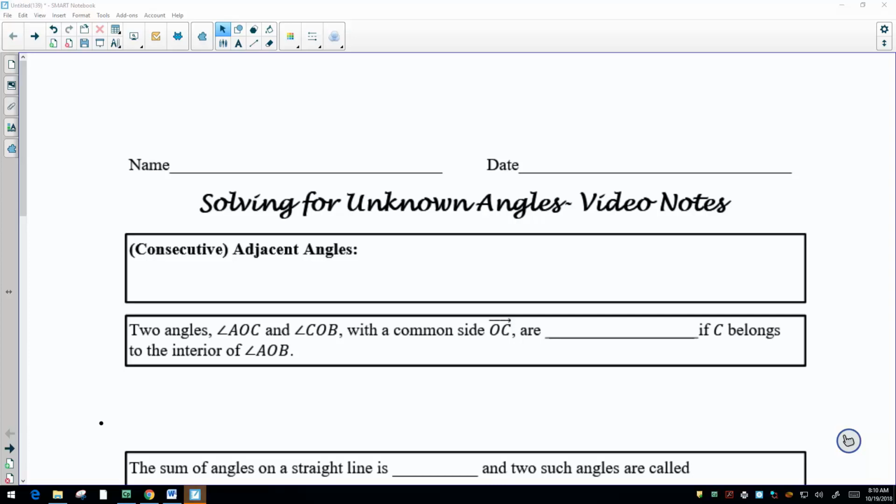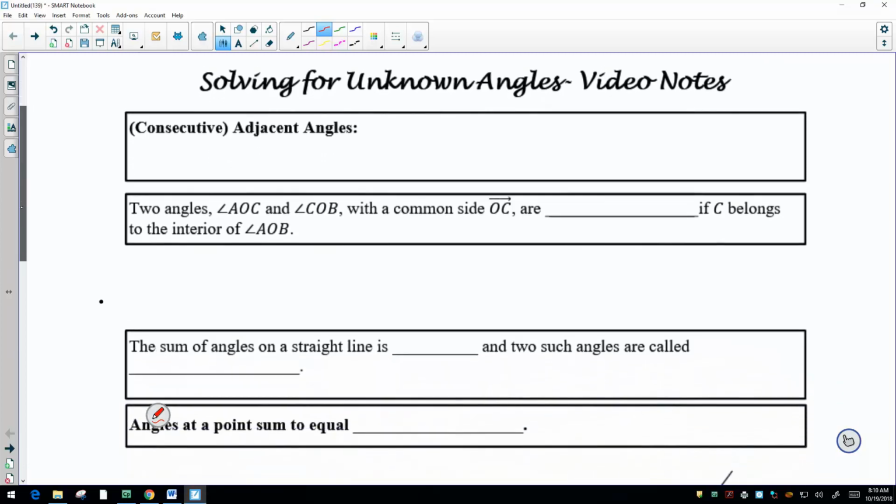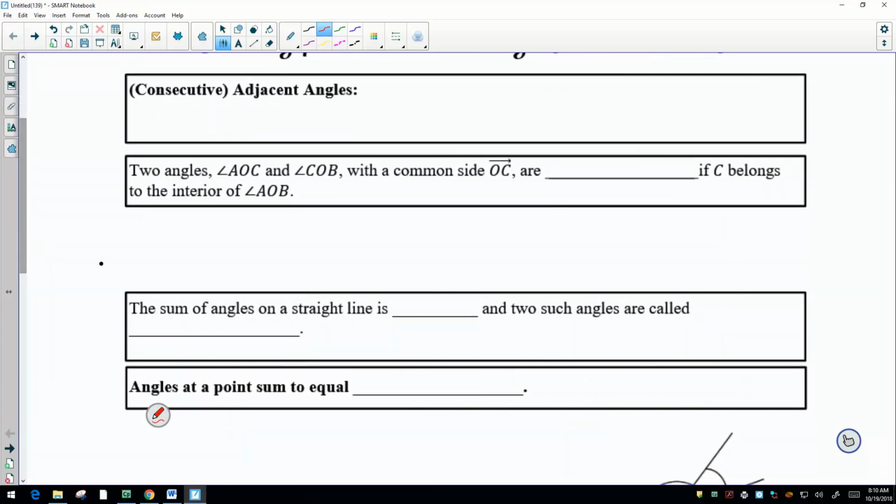Good morning. We're going to be talking about angles today and solving for some different angles. Some of this is going to be some vocabulary that we need to get through, some basics. So for the first one, we're going to look at consecutive adjacent angles.